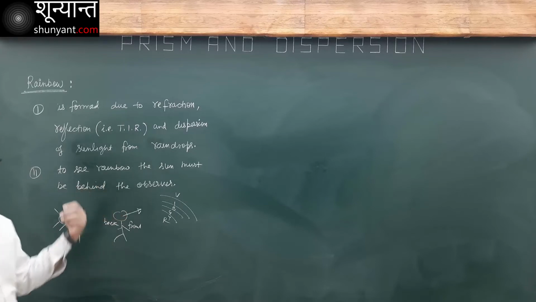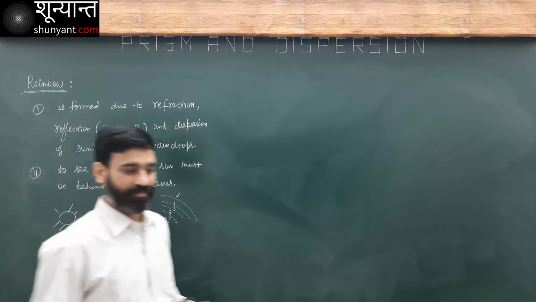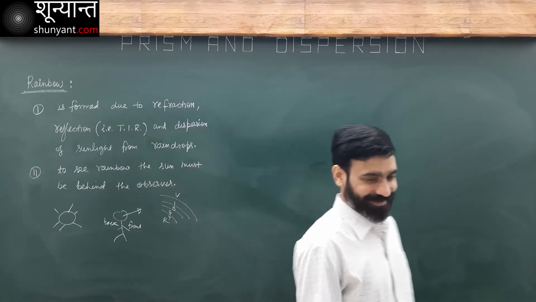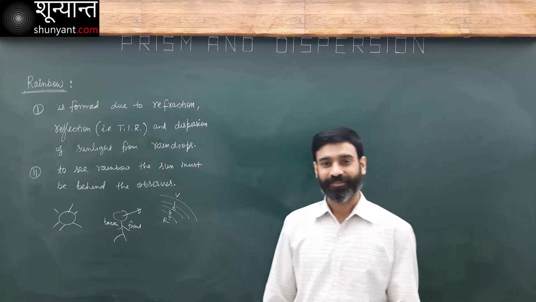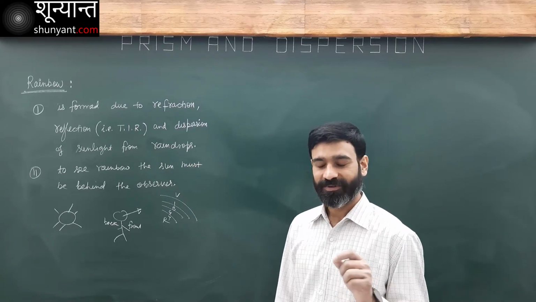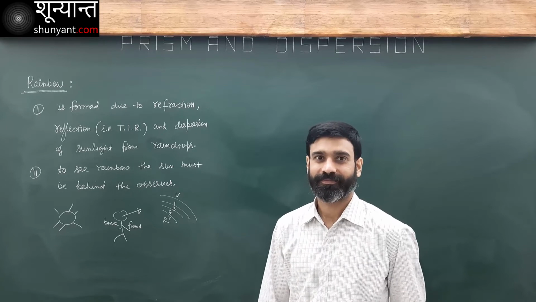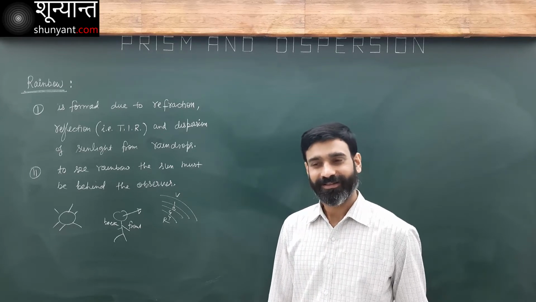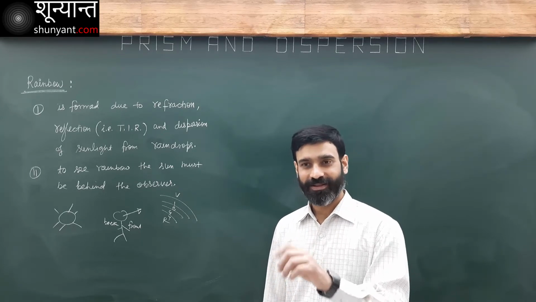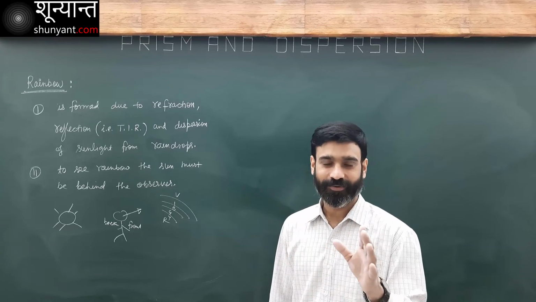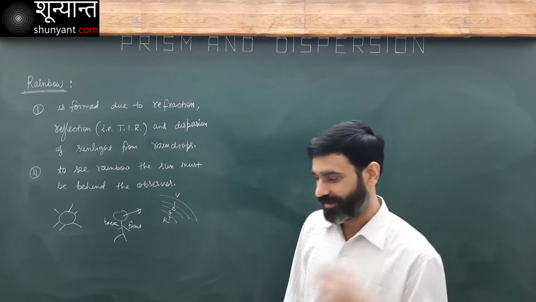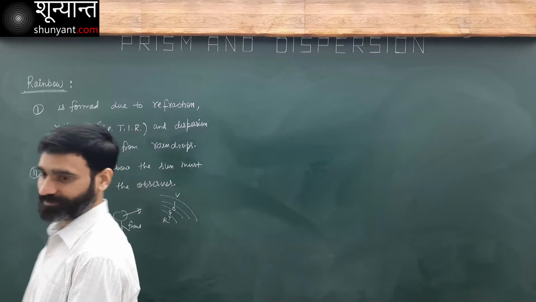Sun should be behind me. That means in the morning time, understand this? If you are watching a rainbow in the morning time, that means you are looking towards the west. In the evening time, if there is a chance of seeing the rainbow, it is in the east direction.